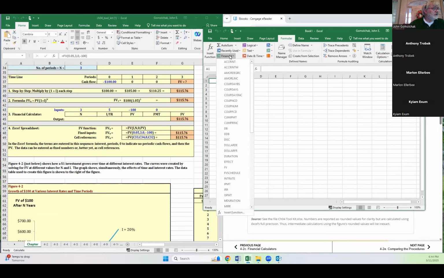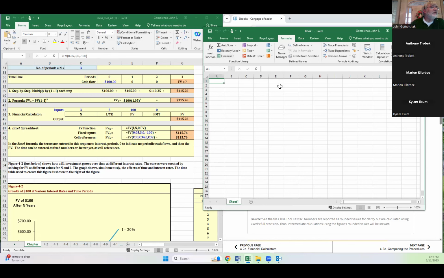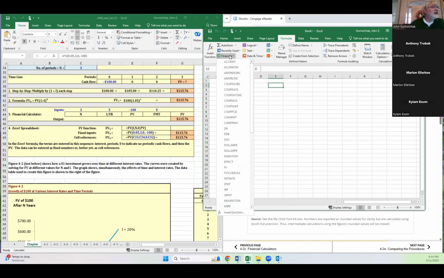Financial. All right, so here's all of the financial formulas that you can use. This one was future value. It's right here, FV. So all you would do is highlight it, come over under formulas, go to financial, go to FV, and it's going to tell you what you're going to need in order to make this function work.